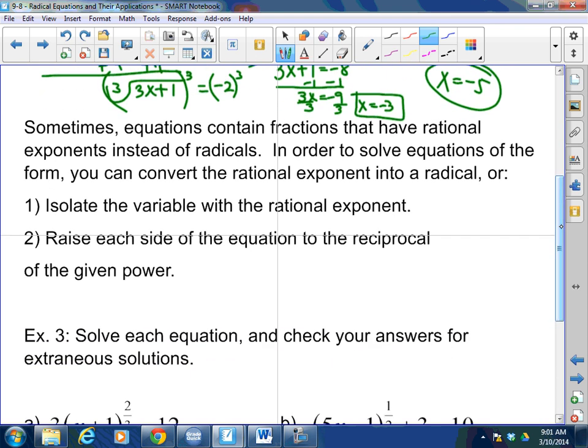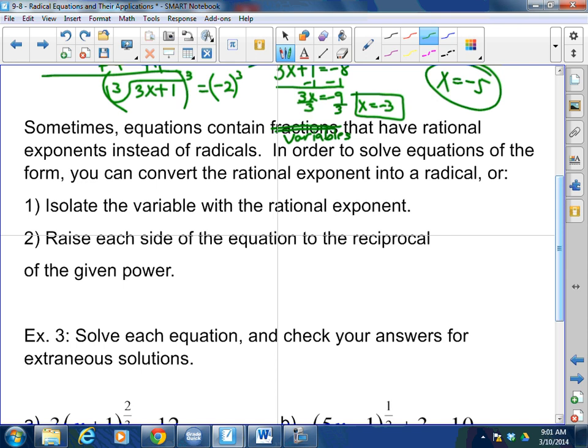Now, sometimes, like I had told you before at the beginning of the lecture, sometimes equations contain variables that have rational or fractional exponents instead of radicals. The slide is worded incorrectly. In order to solve an equation of this form, you can convert the rational exponent into a radical. You can just go ahead and convert it and just make your life easy.